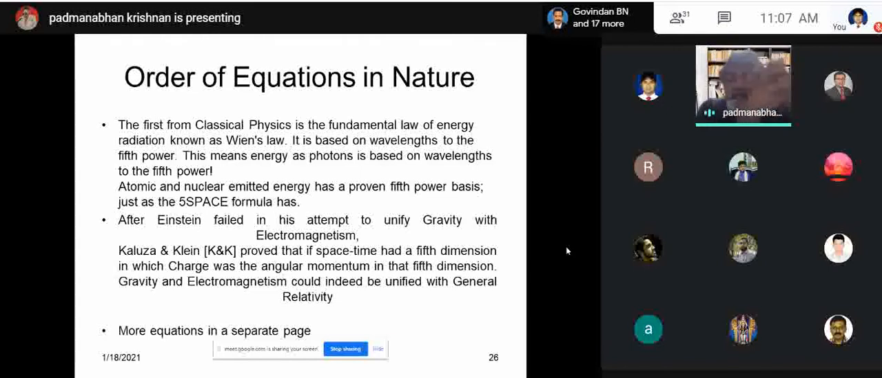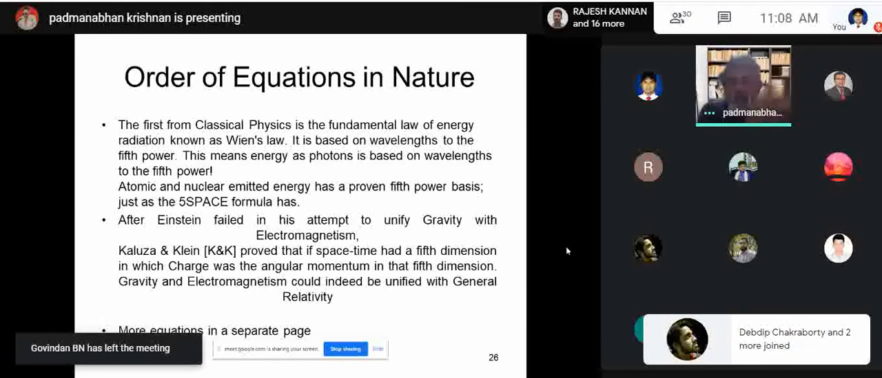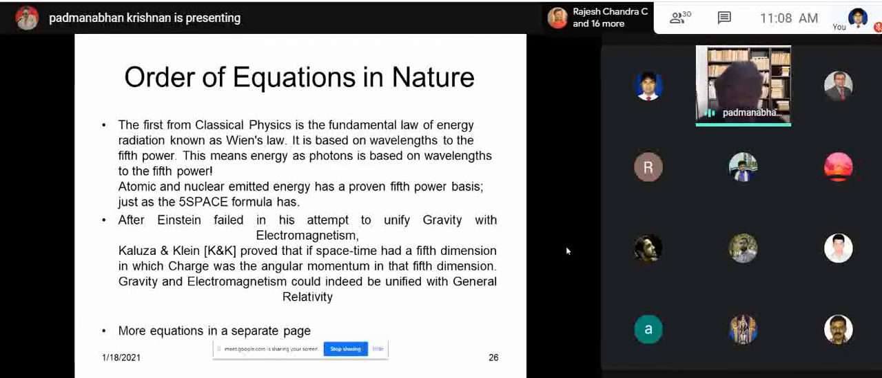So the first exercise is Wien's law. In Wien's law, the atomic and the nuclear emitted energy is proven to be a fifth power, like the five-space formula. Albert Einstein failed in his attempt to unify gravity with electromagnetism. He did fail. And then Kaluza and Klein proved that if space-time had a fifth dimension in which charge was the angular momentum in the fifth dimension, gravity and electromagnetism could be unified in general relativity.